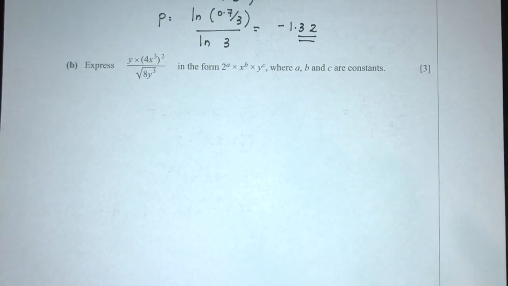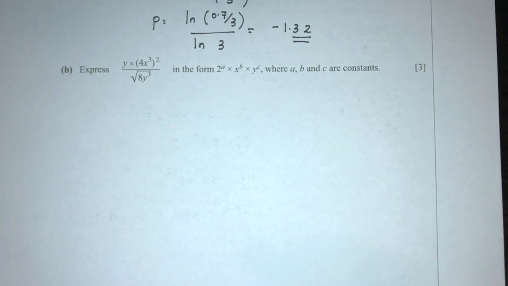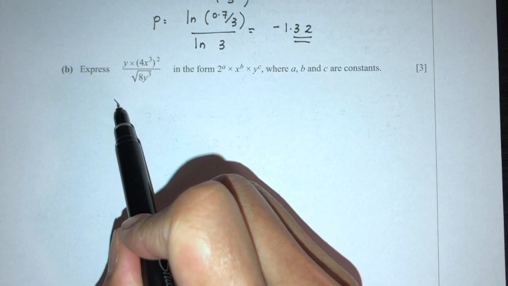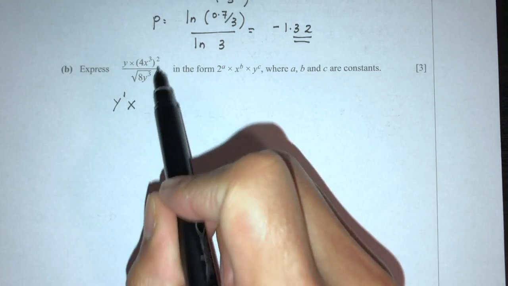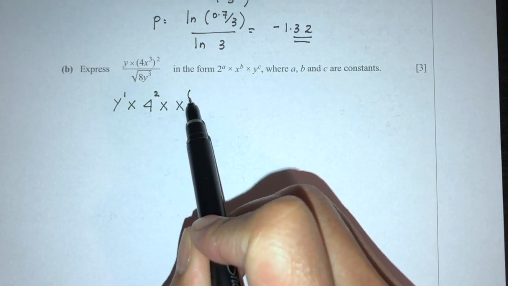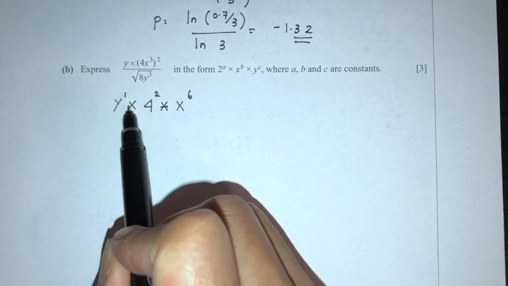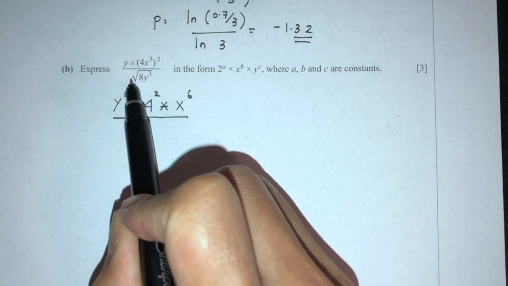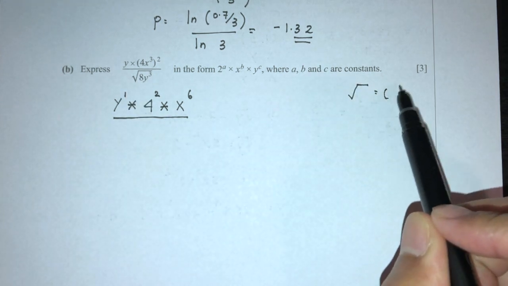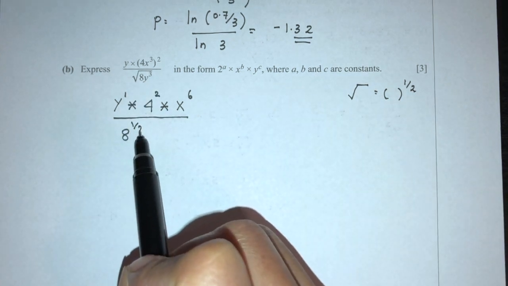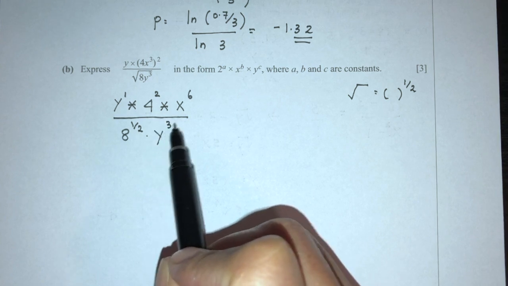Now for part B, we have to express this in the form of this, where a, b, and c are constants. So we have to simplify. Let's do one by one. So here we have on top, we just have y power 1 times 4 power 2 times x power 6, right? Just multiply. Now divide. So you have to know root is basically power of half. So this will become 8 power half times y 3 over 2.